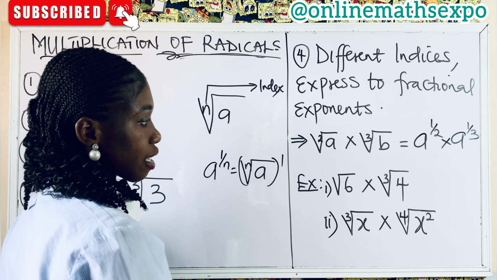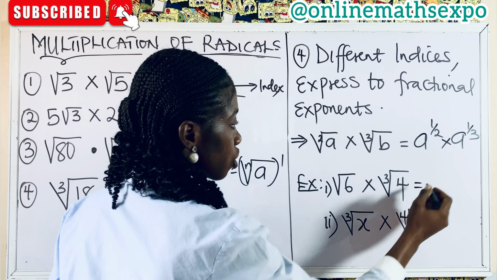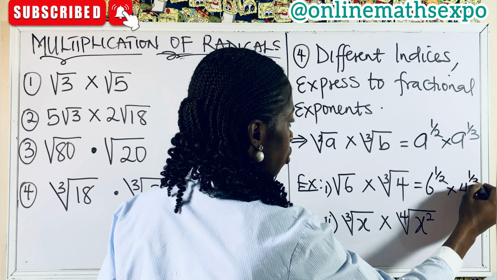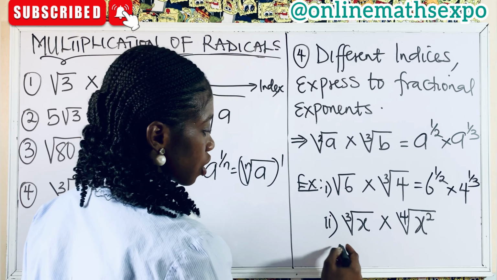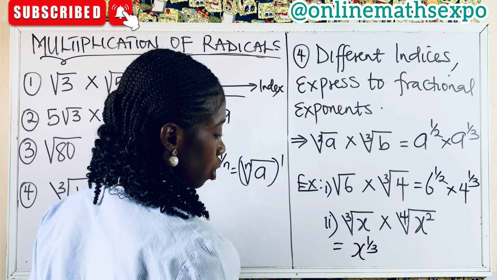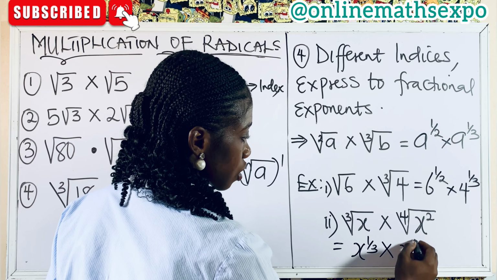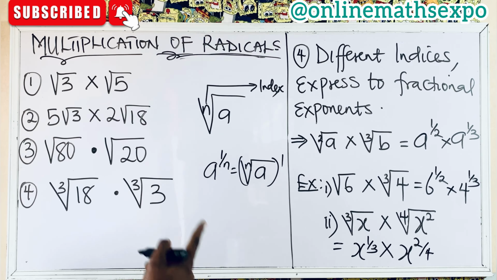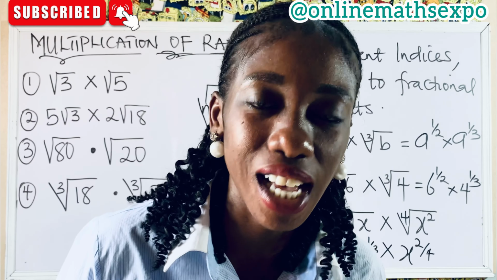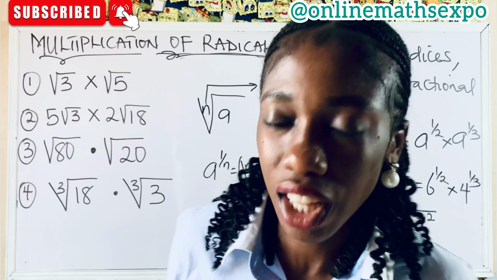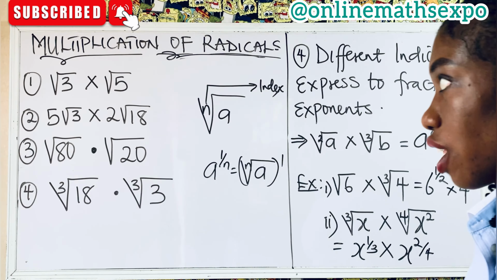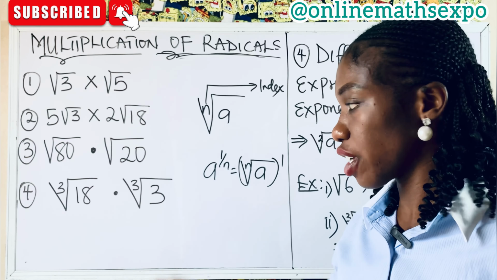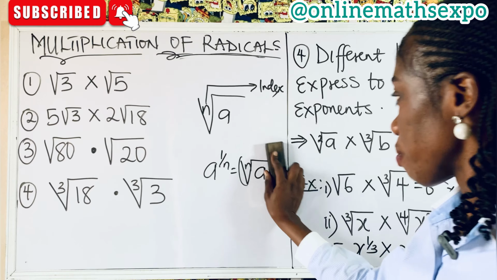Now let's look at this example. When you have this, what you simply do is 6 to the power of half, then multiply by 4 to the power of 1 over 3. Then if you have it this way, it's going to give you x to the power of 1/3 multiplying x to the power of 2, then all over 4. I hope that is clear. So in the course of this tutorial, we are going to see how to simplify such. Now that you've understood these rules guiding this particular multiplication, let's now look at how to answer or simplify some of these problems. It is very simple as usual.